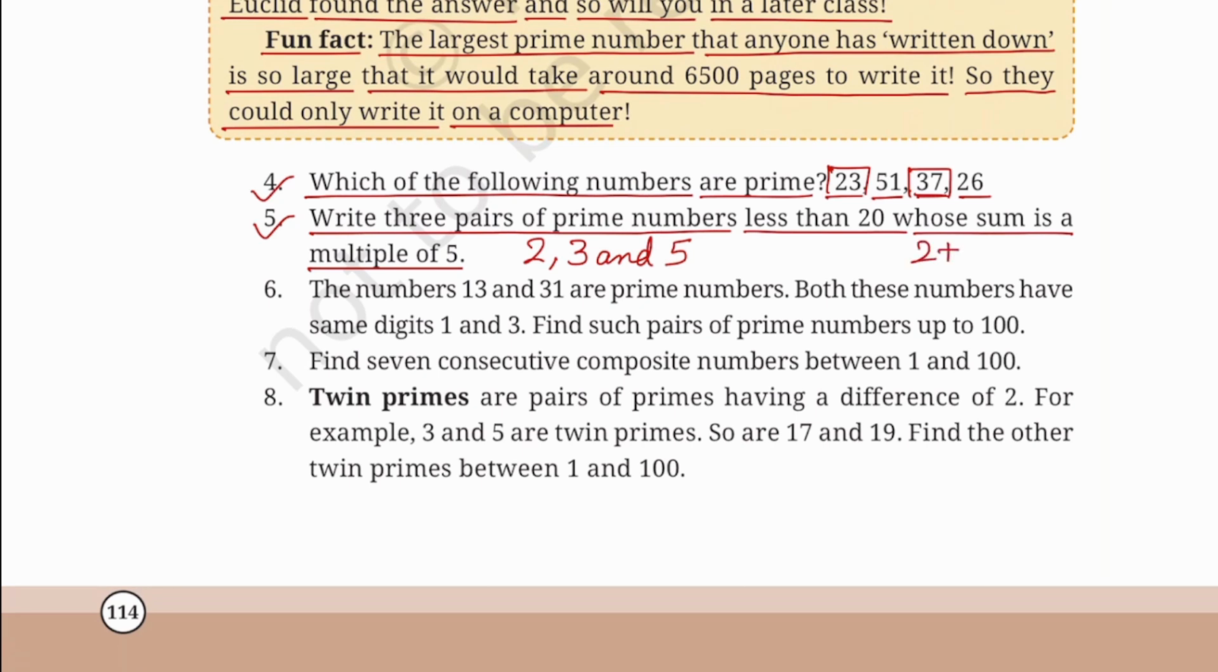Their sum is 10, which is a multiple of 5. 6. The numbers 13 and 31 are prime numbers. Both these numbers have the same digits 1 and 3. Find such pairs of prime numbers up to 100.